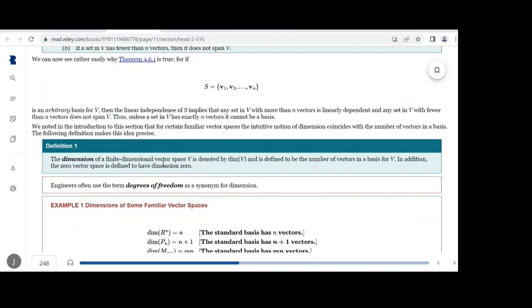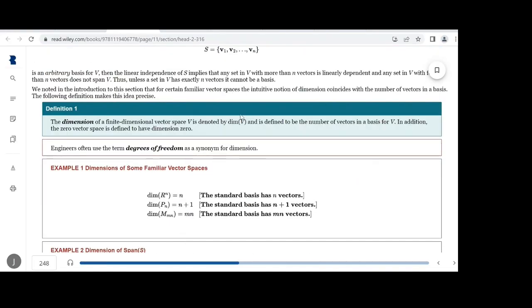And so they say that the dimension of a finite dimensional vector space V is denoted by dim V. So that's how we're going to denote dimension, and it is going to be the number of vectors in the basis for V. The other thing they want you to note is that the zero vector space has dimension 0. But here your dimension is just going to be the number of vectors in your basis. So keep that in mind as one of your important definitions.